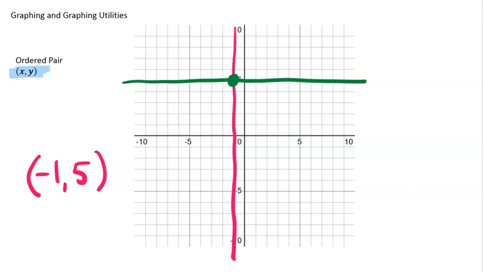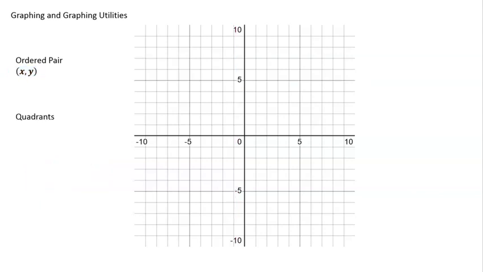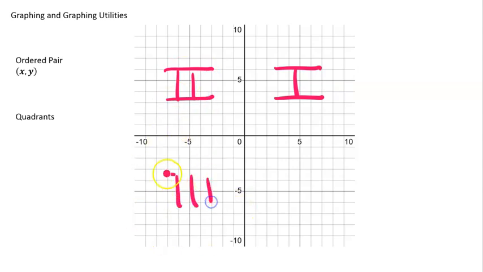Let me tell you a little bit more about the Cartesian coordinate system. Okay, we have quadrants, and where x's are positive and y is positive, that's called quadrant 1. Where x is negative and y is positive, that's called quadrant 2. Over here in quadrant 3, x's are negative and y's are negative. And finally in quadrant 4, x's are positive and y is negative. You may even see something like this occasionally.